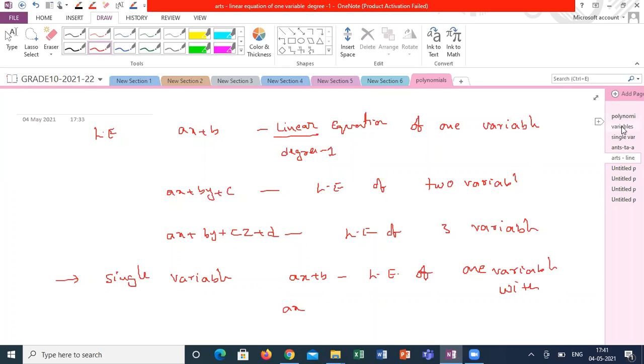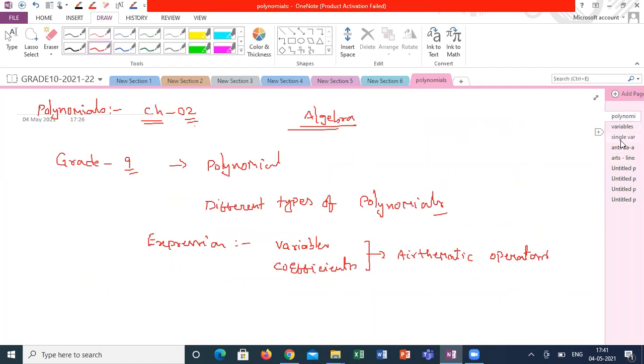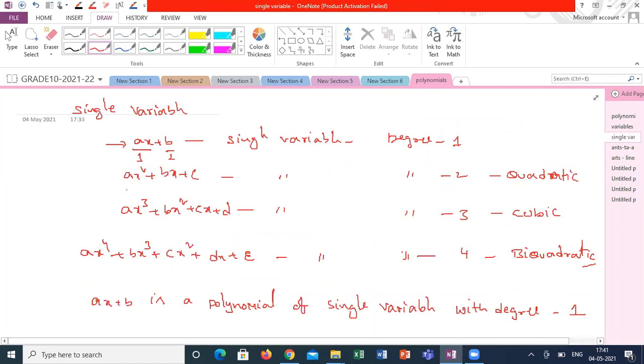ax square plus bx plus c. Yes, single variable. You can't say it is a monomial. It's a polynomial of degree 2, a single variable of degree 3, a single variable of degree 4. But we have specific names because we are going to discuss these equations as separate chapters. This is called a quadratic equation, this is called a quadratic expression, or this is a cubic expression. This is a biquadratic expression. Is it clear what is the exact meaning of polynomials?